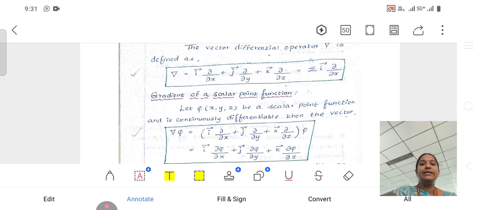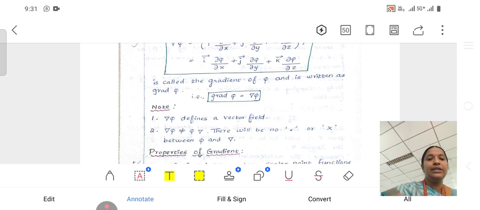Next definition is gradient, the gradient of a scalar point function. Here the notation is del phi. Let us consider phi of x, y, z to be a scalar point function which is continuously differentiable. Then the vector is given by i vector into dou phi by dou x plus j vector into dou phi by dou y plus k vector into dou phi by dou z.